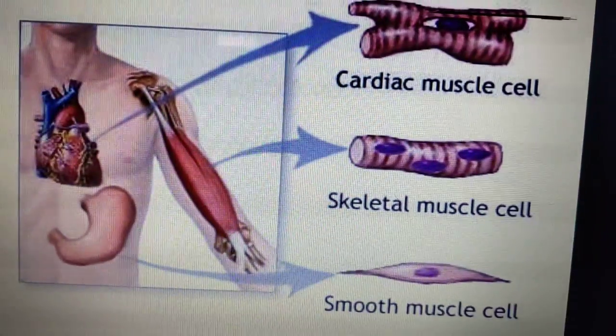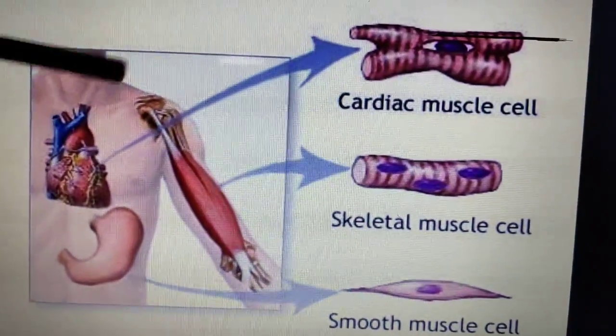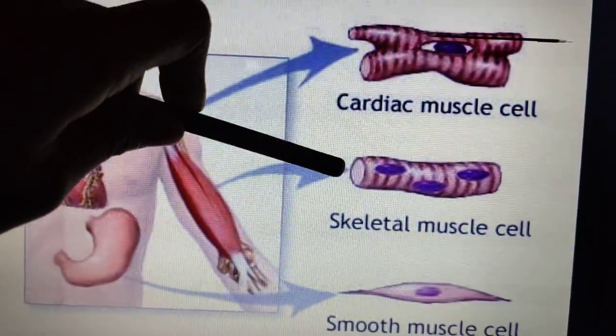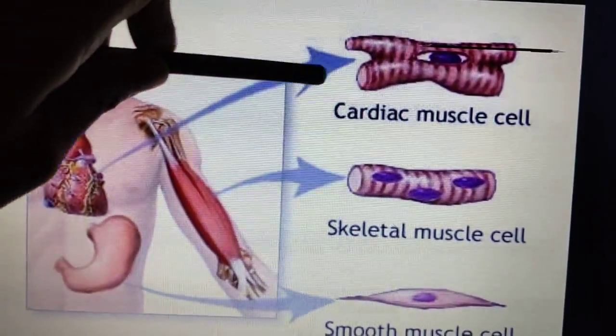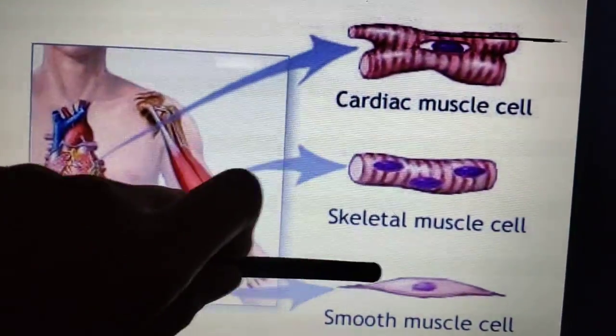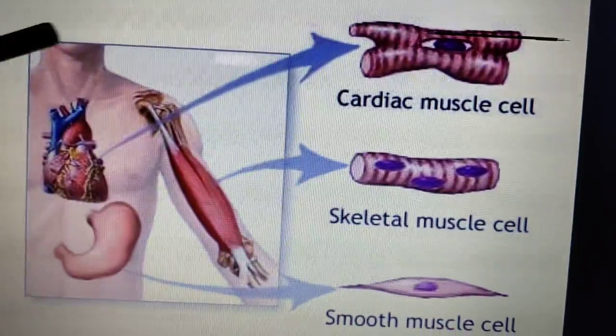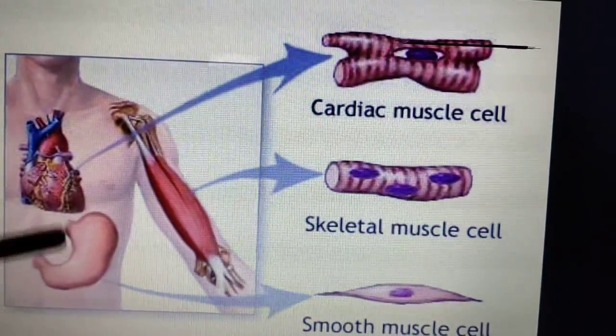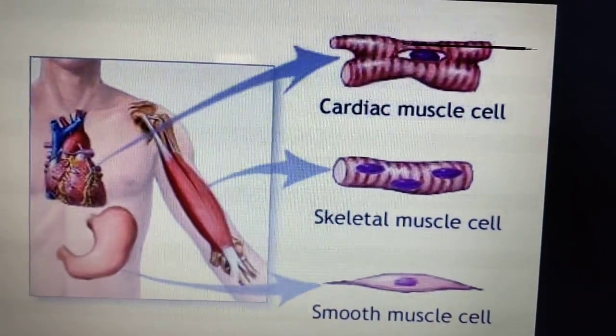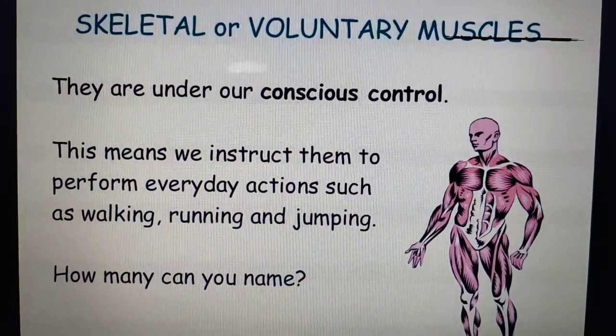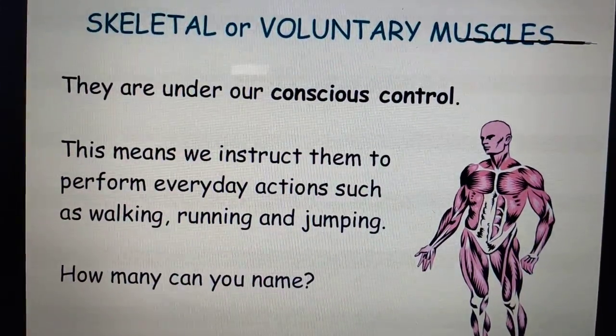Okay, now we are seeing now. Have a look here. Skeletal muscles here. This one, skeletal muscles. And this is cardiac muscles present in the heart, and the smooth muscles are present in any of the internal organs. We can say the stomach here, for example. Clear? Okay. Now we'll see in detail skeletal or voluntary muscles.